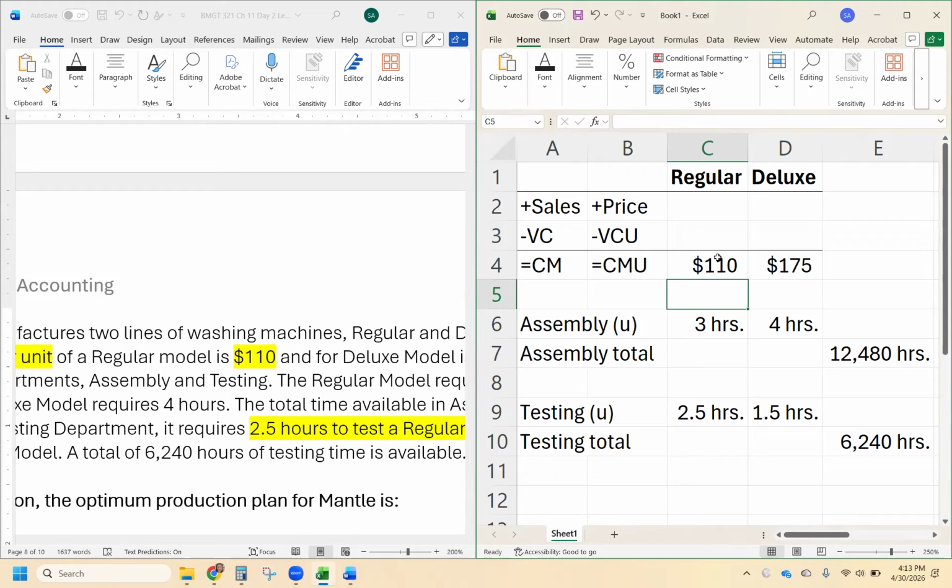Anybody have any ideas of something I could do to help start solving that problem? We've got some constraints and some information about the CMU. We can see that deluxe makes more money. The CMU is higher, but it takes more time to assemble and less time to test. So if we didn't have the assembly and testing, I'd say make deluxe, because it makes more money. So what is something you guys think we could calculate that might help us decide which one to make?